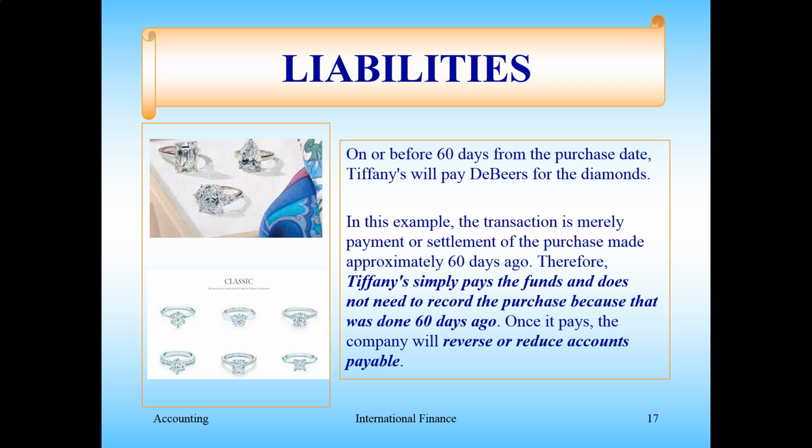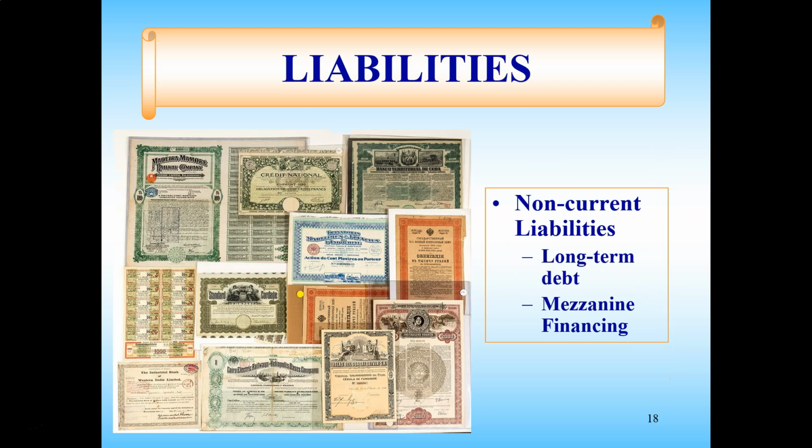On or before 60 days from the purchase date, Tiffany's will pay De Beers for the diamonds. In this example, the transaction is merely payment or settlement of the purchase made approximately 60 days ago. Therefore, Tiffany's simply pays the funds and does not need to record the purchase because that was done 60 days ago. Once it pays, the company will reverse or reduce accounts payable. Non-current liabilities are long-term amounts owed by the company and expected to be paid at least after 1 year.